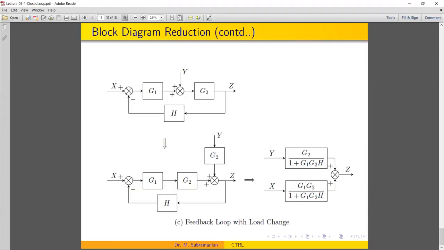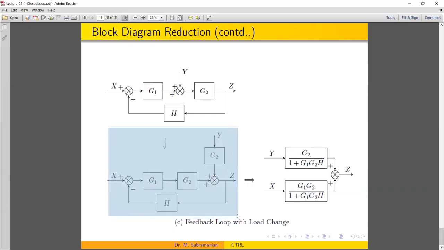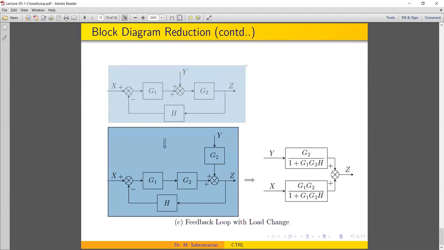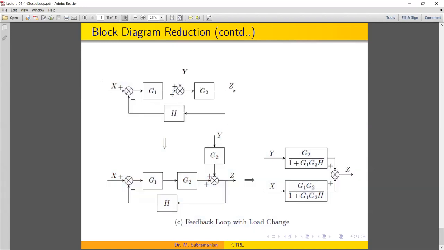So otherwise, whatever the process we had seen so far is of this pattern. This can also be represented in this way. There is a set point entering, there is a set point value, and there is a disturbance entering, and everything is acting on this transfer function G2. So these are all simply analogous representations.